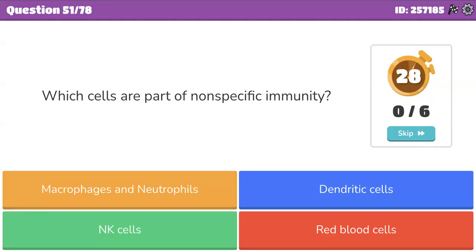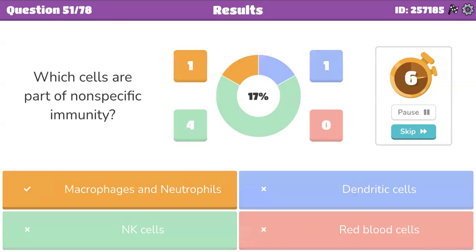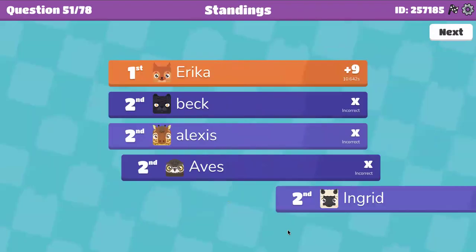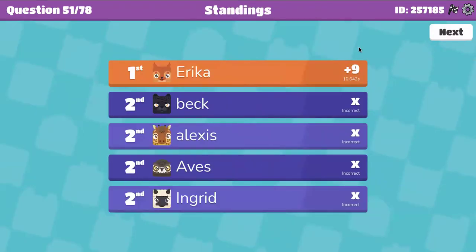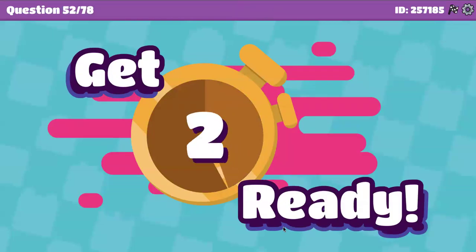Which cells are part of non-specific immunity? Macrophages and neutrophils. That means they're not picky about who they find and attack and break down.